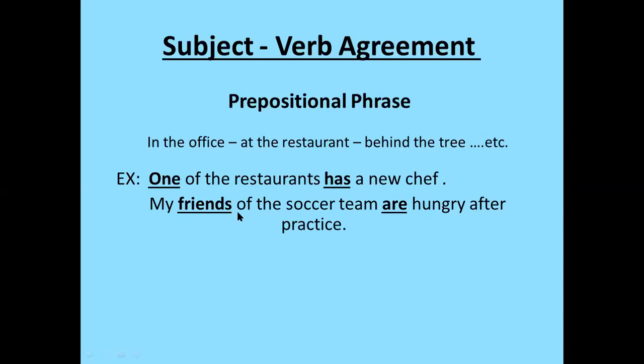My friends of the soccer team are hungry after practice. Of the soccer team, a prepositional phrase, came between the subject and the verb. Some students may choose is according to the closest noun to it, which is team. Here, team is the object of the preposition. So the simple subject of the sentence is friends, a plural noun. This is why we used are as a plural verb.